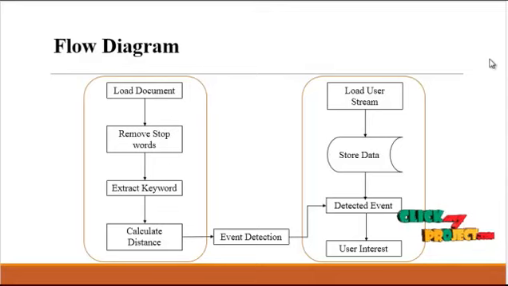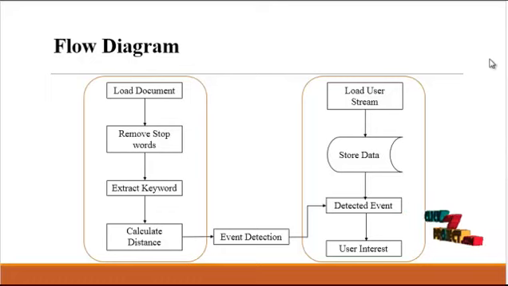From that event detection, next we have to load the user stream, that is nothing but the tweets between multiple users. That dataset was collected from the Twitter API, and we have to load that user data. The dataset contains the two user IDs, tweet ID, and also the description and the created time. These data should be stored for the process.